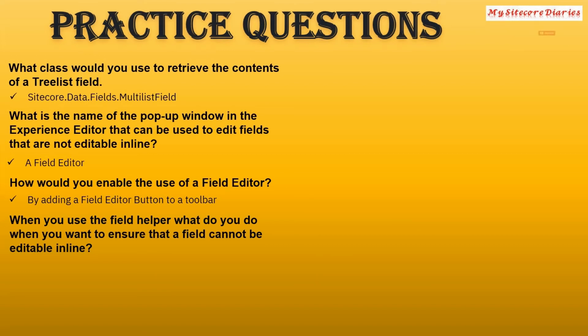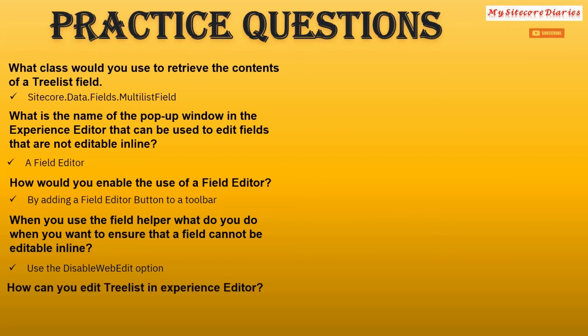When you use the field helper, what do you do when you want to ensure that a field cannot be edited inline? You do not want the user to edit the fields inline, then you have to disable the web edit option. Okay, you have to make it true. How can you edit a tree list in the Experience Editor? A tree list is a complex field, so you have to use the edit frame and add buttons in the toolbar.